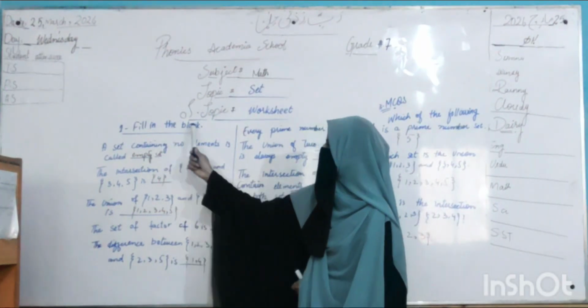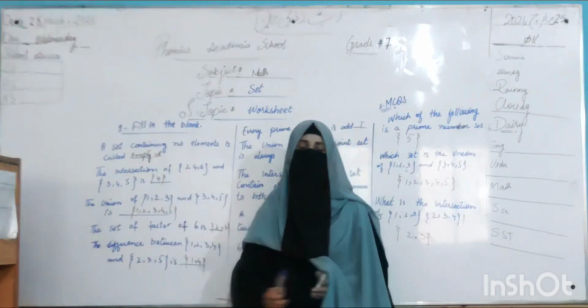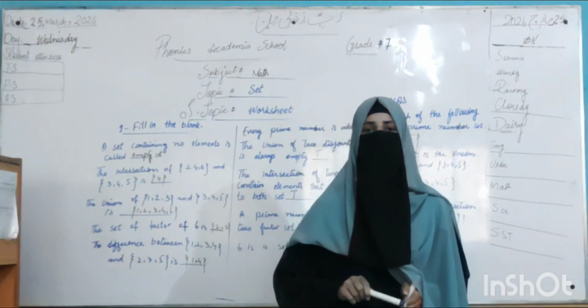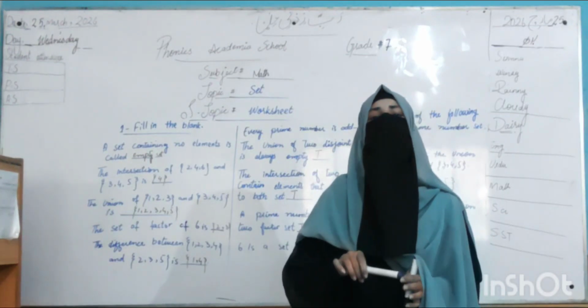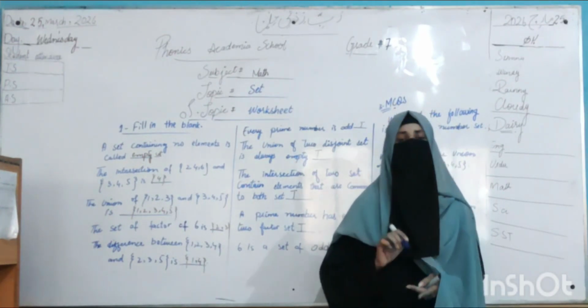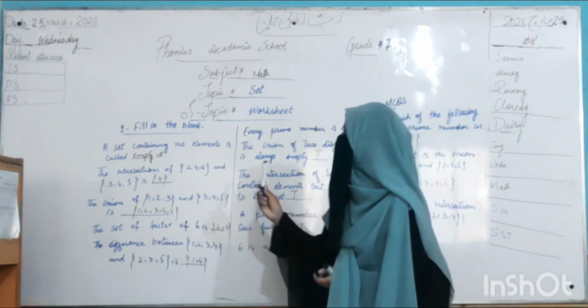Question number 1, filling in the blank. A set that contains no elements is called a dash set. So you know that a set which has no elements, no members present, is known as the empty set or null set.